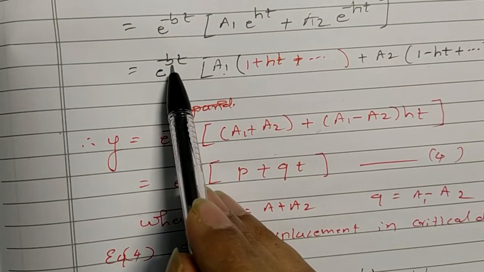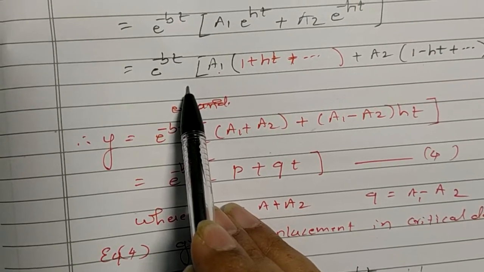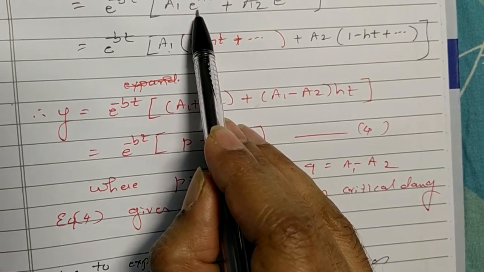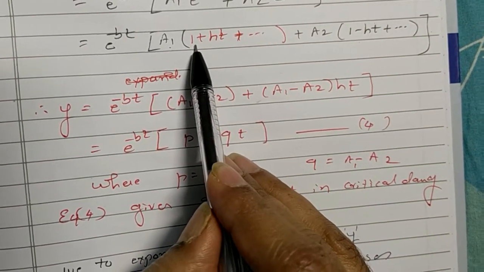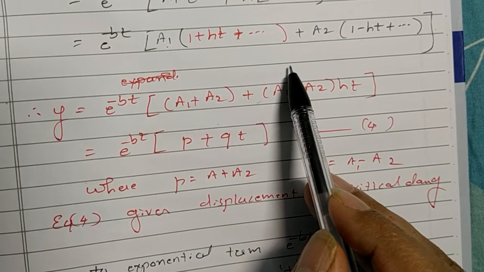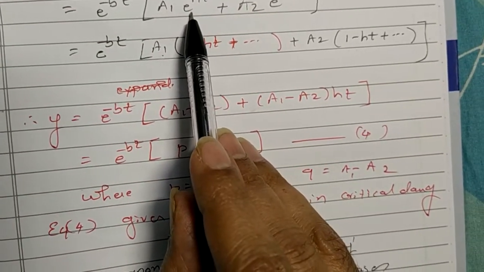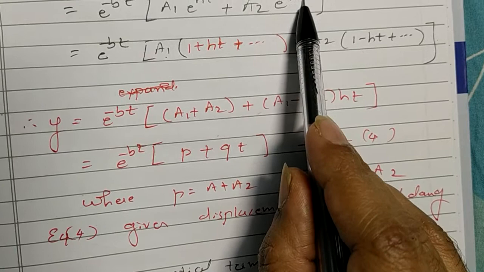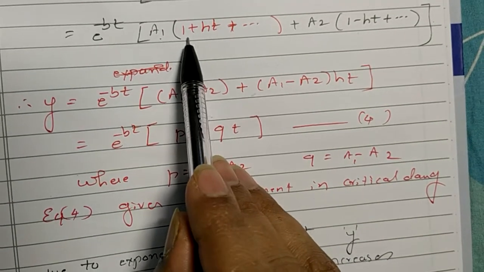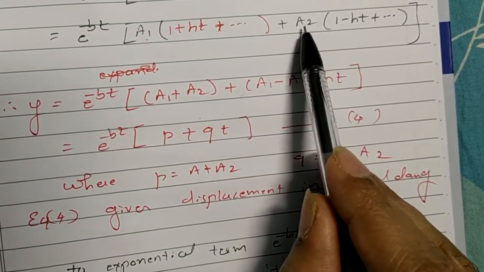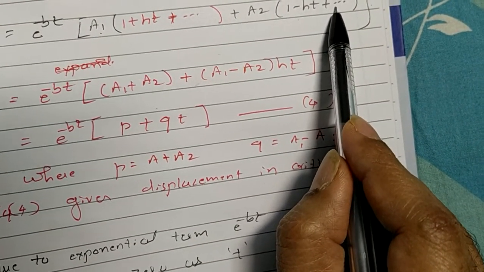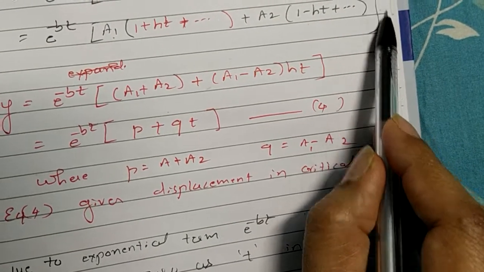Continuing, e to the power of minus bt outside, and in the bracket a1 e to the power of x and a2 e to the power of minus x remain. Probably you have come across the series expansion: e to the power of x is 1 plus x plus x square by 2 factorial, and it continues; e to the power of minus x is 1 minus x plus x square by 2 factorial, and so on. So expanding, e to the power of ht is 1 plus ht plus ht square by 2 factorial, and e to the power of minus ht is 1 minus ht plus, and so on. We are not considering the higher terms, so close the bracket.